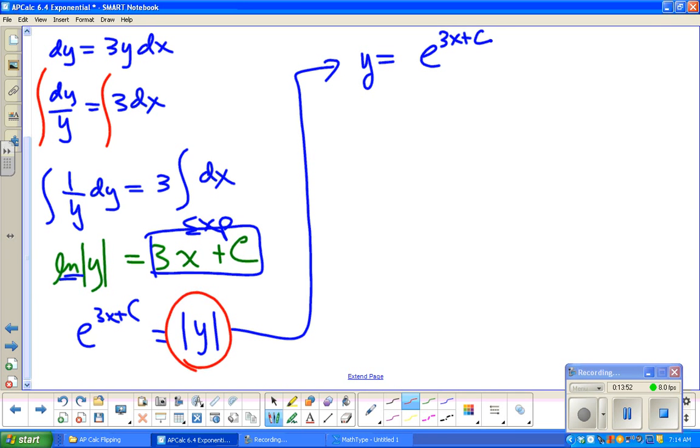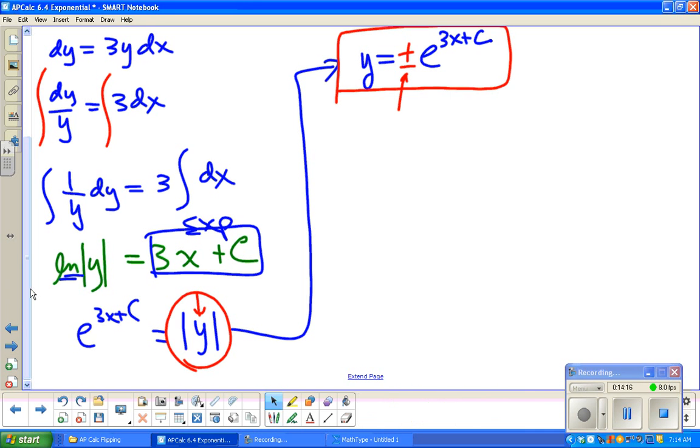Well, the inside could have been positive. The inside could have been negative. So I need a little plus or minus when I undo that. And I will tell you that I am fine with this form. This is fabulous. If I had an initial value, then I would have substituted it in before, and it would have dictated to me whether this was positive or negative.